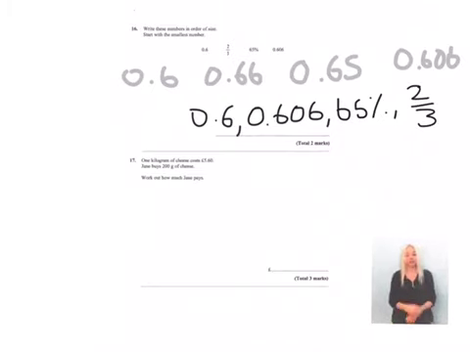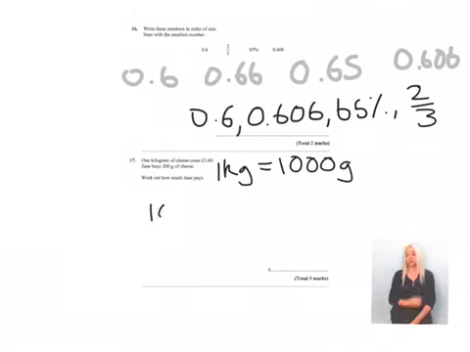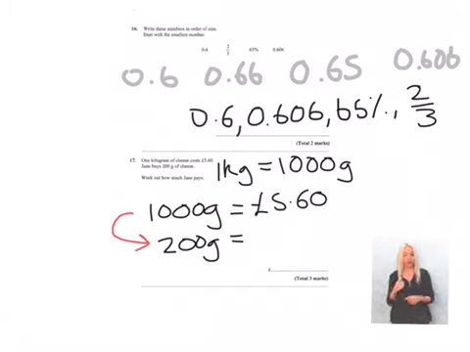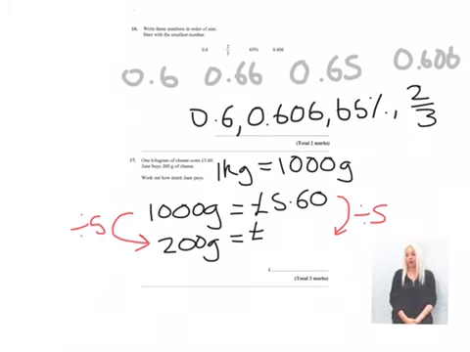So for question number 17, the key fact you need to know is that 1 kilogram is 1,000 grams. So if 1,000 grams costs £5.60 and we're looking for 200 grams, then we need to use these sort of proportional relationships. So what do we times by or divide by 1,000 to get to 200? Divide by 5. So we need to divide this side by 5. 5 divided by 5 is 1. 6 divided by 5 is 1.2. So it'd be £1.12p.